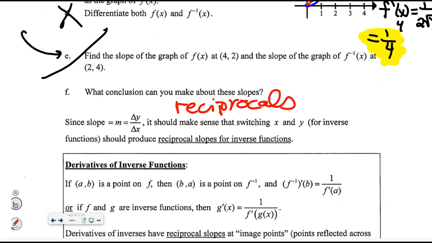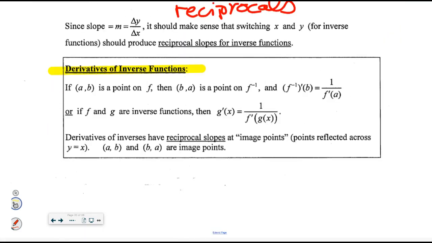And this is our mantra. This is actually what we're doing today. If I started the lesson with this, I said, Charlie, if (a, b) is on f, then (b, a) is on f inverse. And the f inverse's derivative at b is 1 over f prime at a. Or if they're inverse functions, g prime of x is 1 over f prime of g of x. Okay, Charlie, let's go do one.